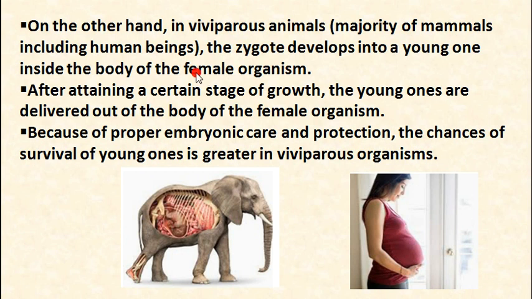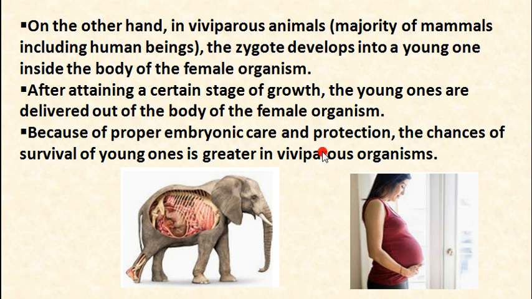Now, on the other hand, the viviparous animals. The majority of mammals, including human beings. The zygote develops into a young one inside the body of the female organism. So here is the difference between viviparous and oviparous. Here is the example of an elephant and a human. In the female, the new young one develops inside the body. A new baby will be formed inside the body of the human, and in the same way in the case of the elephant. So these are called viviparous animals.